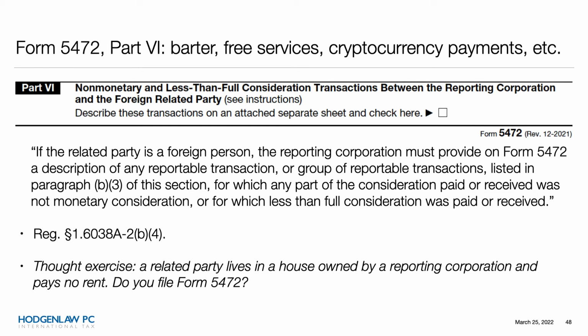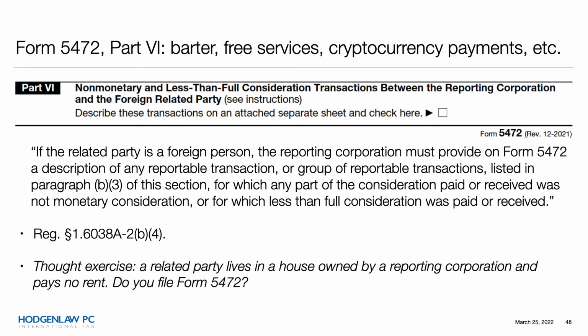And this would be the place that you put it, because cryptocurrency is not currency. It's not U.S. currency and foreign currency. It's personal property. And therefore, if you want to think of it this way, it's kind of like a barter transaction. You give me 1 Bitcoin, I'll give you this car. That's a barter transaction, property for property. So this is where it would go.